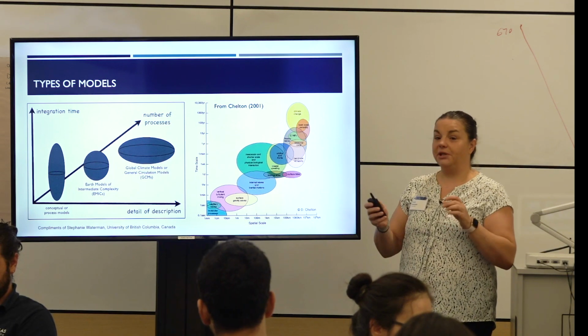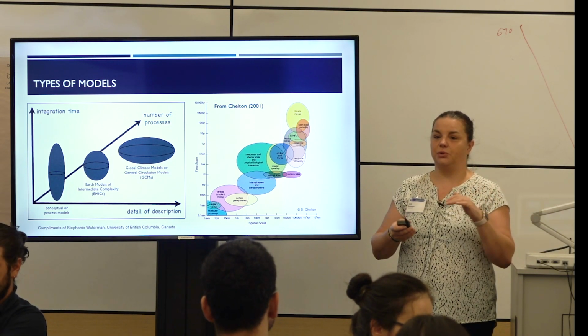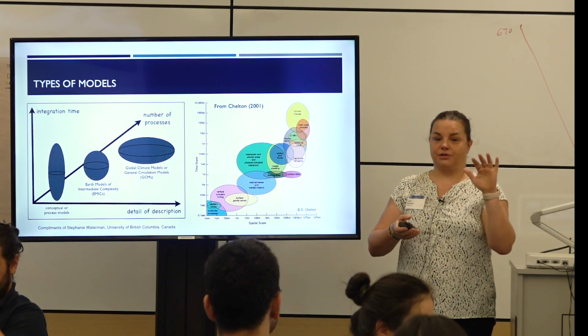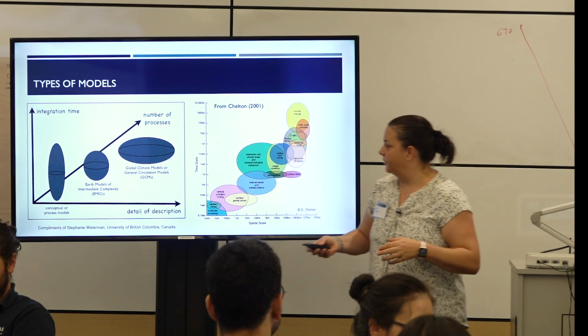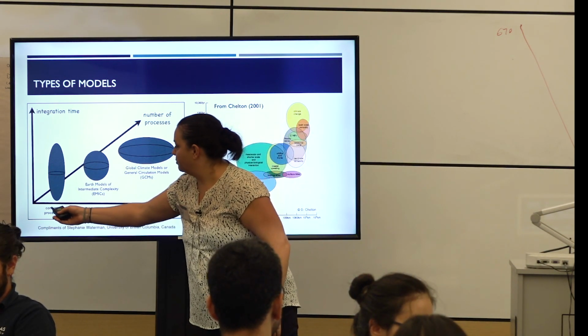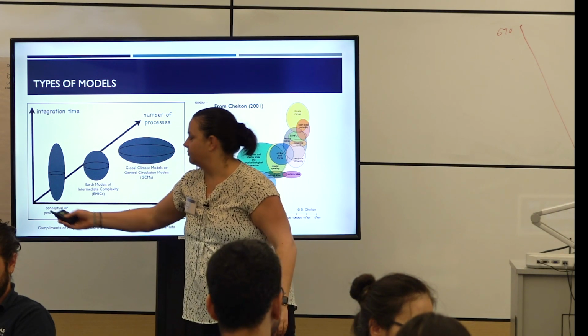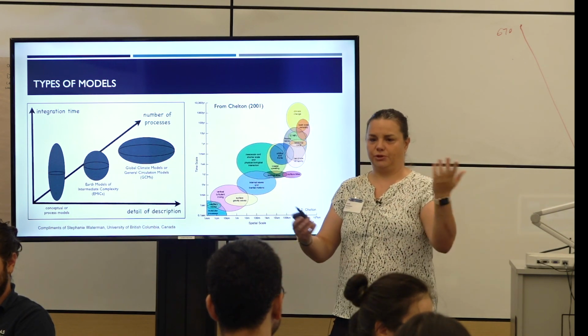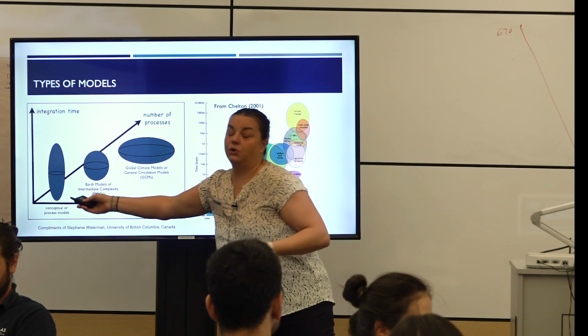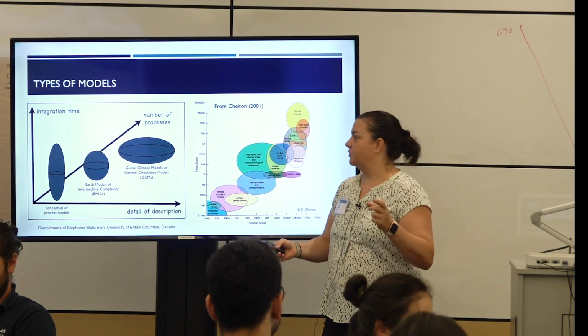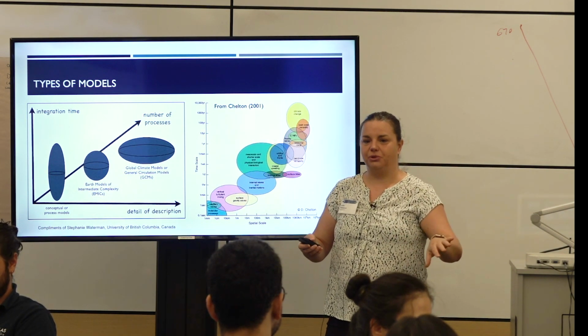Now, another way of thinking about the complexity of models is looking at the spatial and temporal range of processes and how they occur. You can have a very simple model that just represents one process, vertical mixing, for example. That will be very quick to process, so you can probably run it on your own computer.